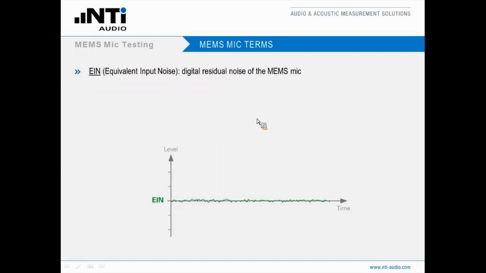Here are some other important terms and parameters that are related to MEMS mic testing. First of all, we have the EIN, the equivalent input noise. If we translate that into the analog world, like on this schematic picture, that would correspond to the residual noise of the MEMS microphone. So the inherent noise that is somehow created by the MEMS microphone corresponds to this EIN level.